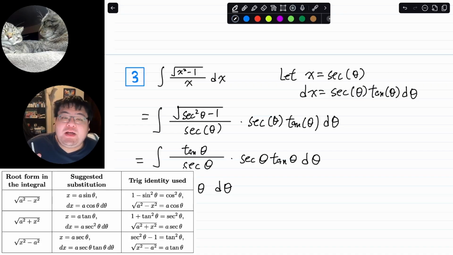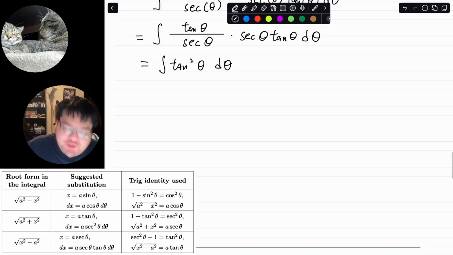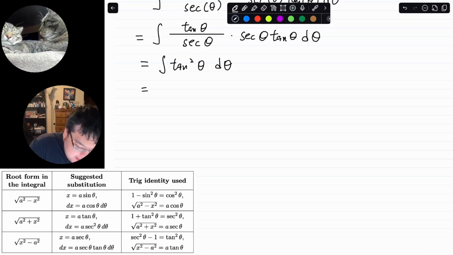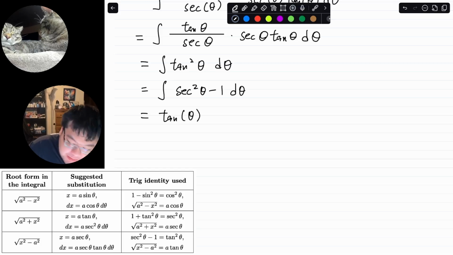So if you forget how to integrate tangent squared, we have a very particular trick. So we use the identity again. So tangent squared is secant squared theta minus 1 d theta. And we know, okay, what is the integral of secant squared? It's a very nice function. It's actually just tangent theta. And then 1, after you integrate, becomes theta plus c.